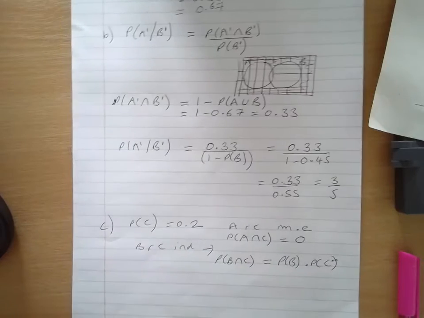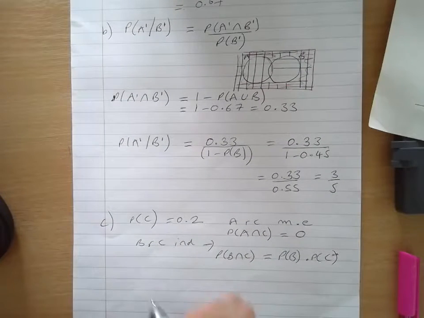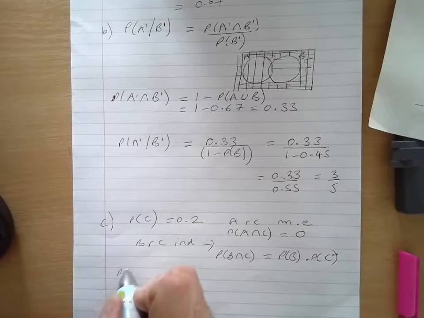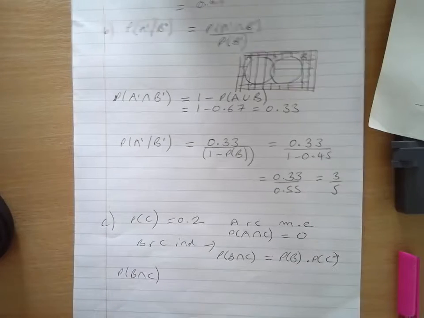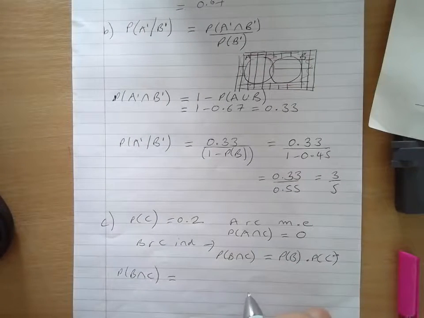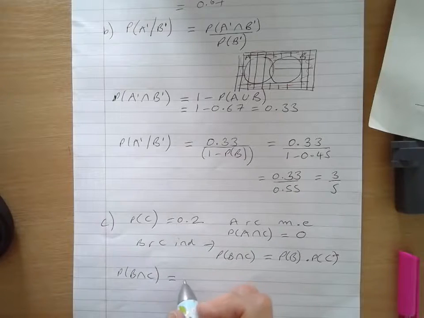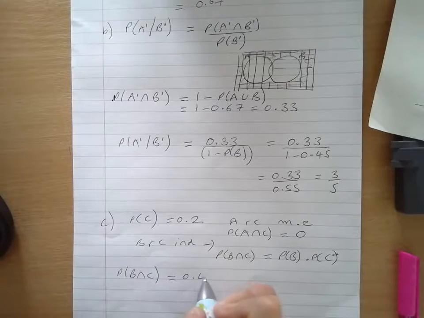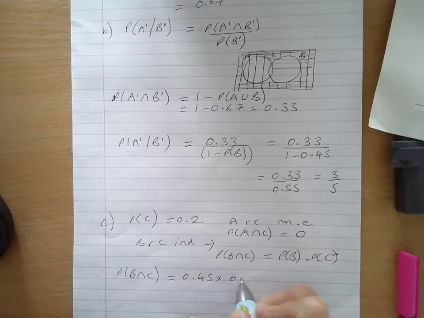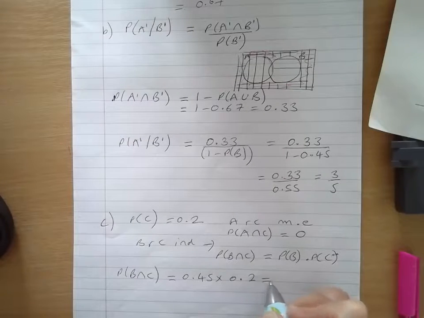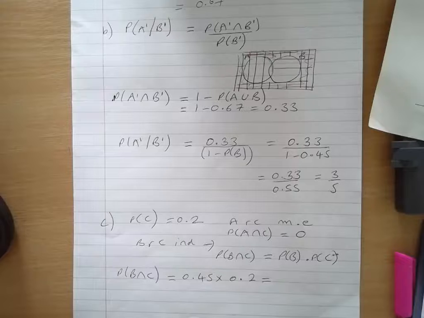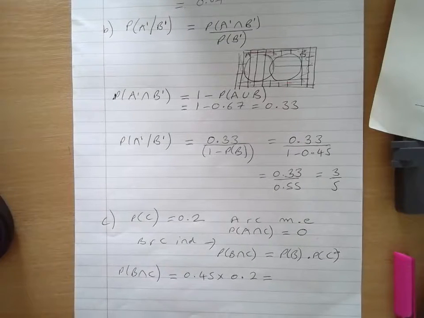So I'm almost there. Part C says find the probability of B intersection C. I know by independence that that's the product. So I've got the probability of B from earlier, 0.45, times the probability of C, 0.2. So I've got my answer there. And then I've got part D.